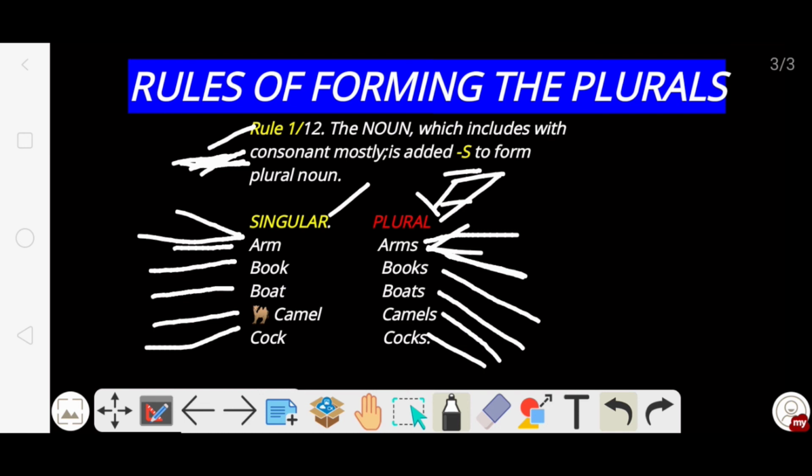So this was rule number 1, and in the next video we will learn the next rule.